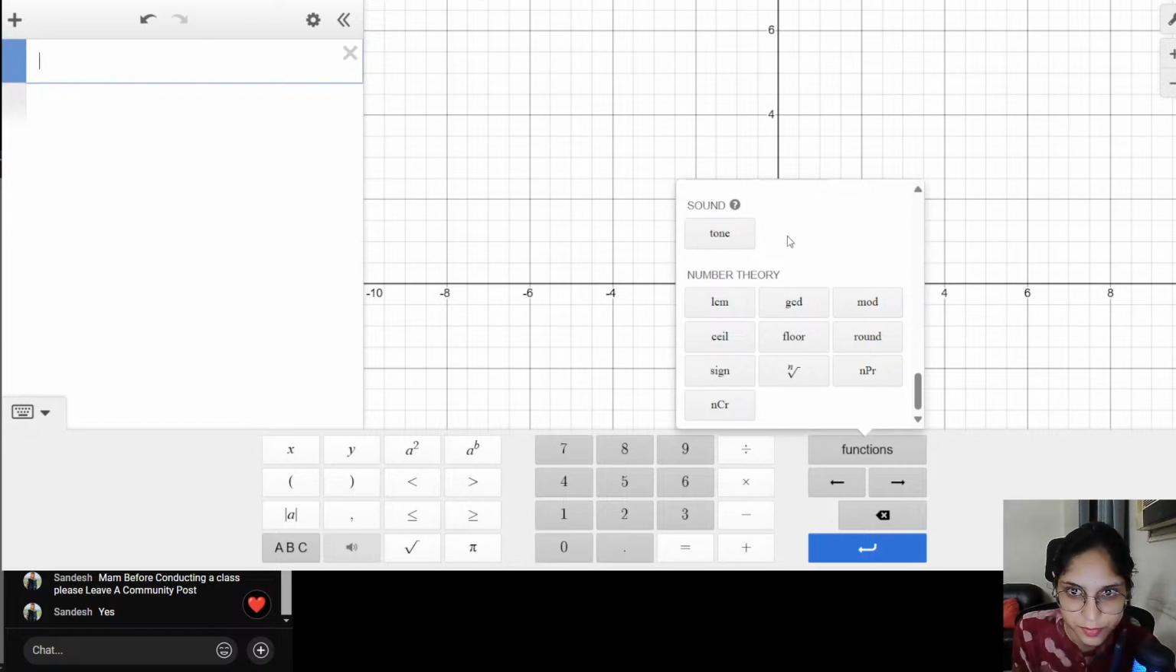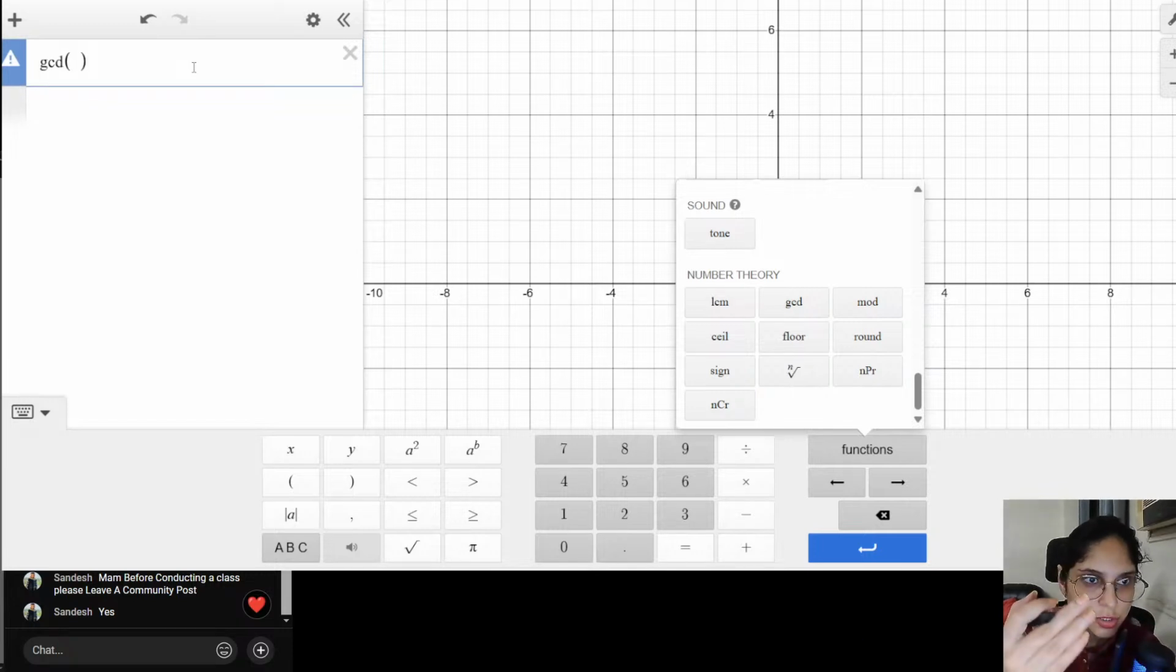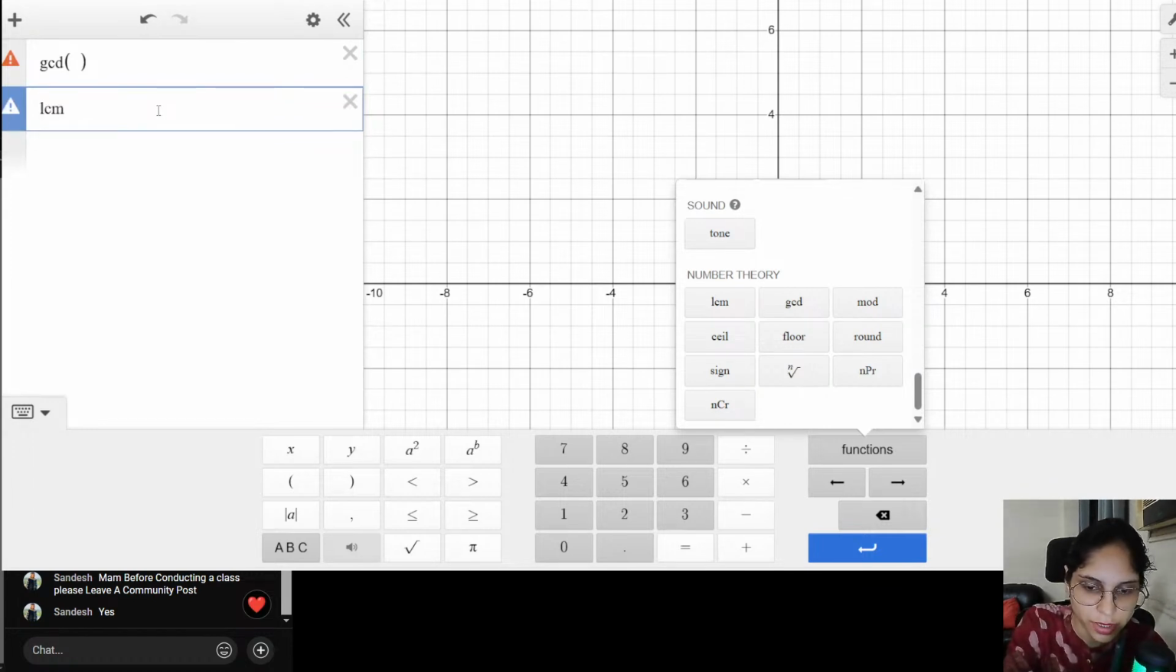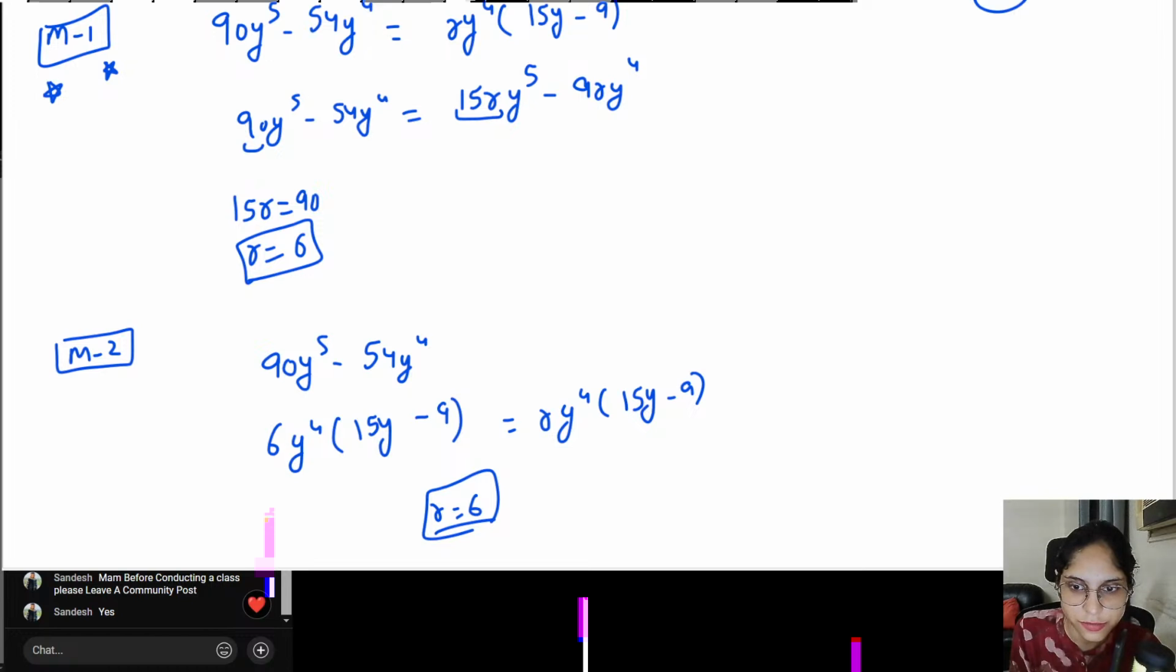Desmos hack. Desmos hack is if you want to find, because in factorization you will have to find greatest common factor, so you just have to write GCD. And in rational expressions you will have to find LCM sometimes, so you can just find LCM like this. You just have to write your numbers inside. You've got your LCM. You can write as many numbers as you want. So that's something that I wanted to tell you. So the value of r is 6. This was question number 12.